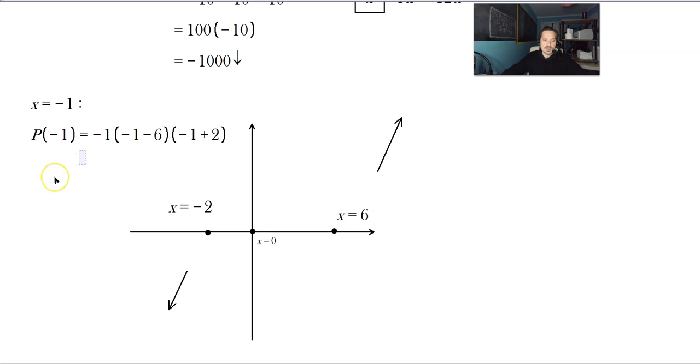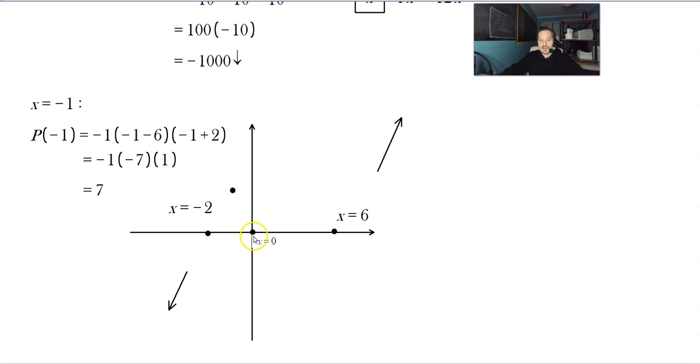Now you go through this, however you choose to go through it. So it's going to be negative 7, and then this is a 1. Okay, so it's going to be negative 1 times negative 7 is positive 7, times 1 is positive 7. So likely what this means is that the graph is doing something like this, okay? At negative 1, it's kind of up here like this, you see?